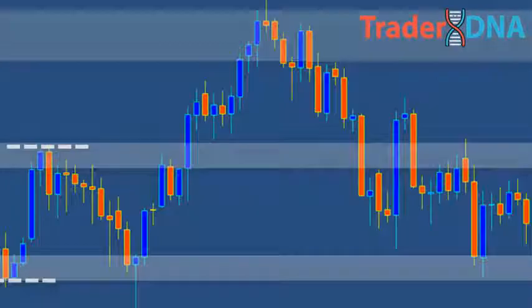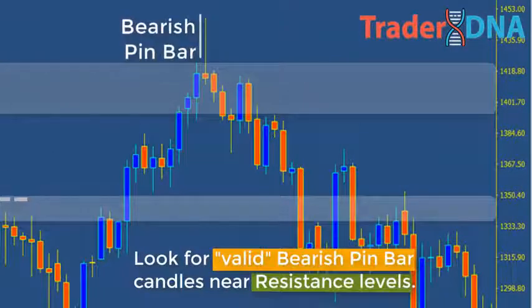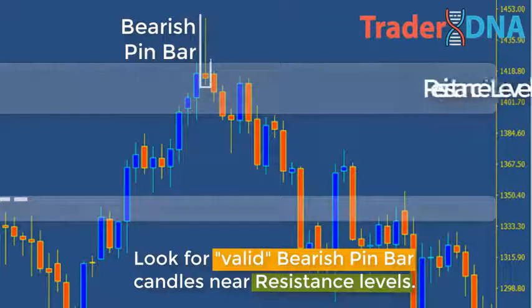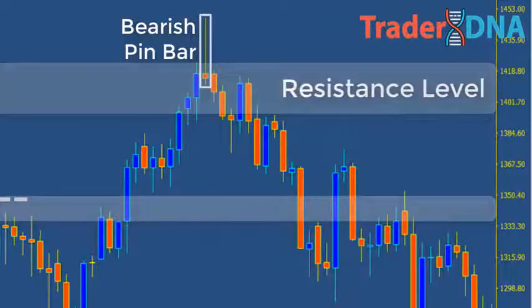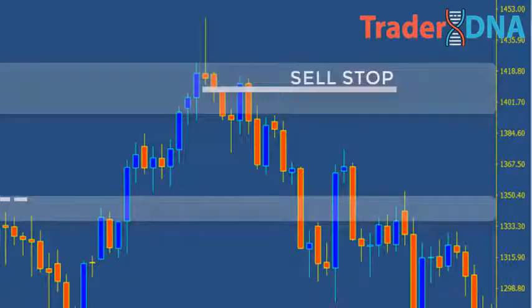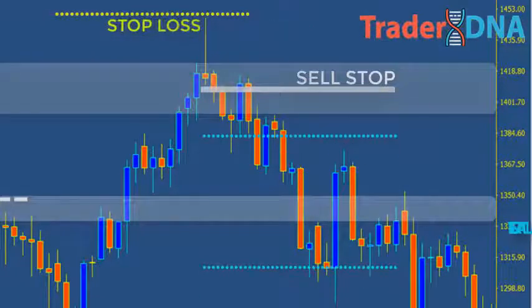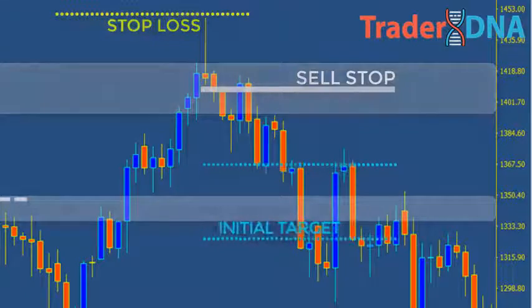For bearish pin bar. First, look for valid bearish pin bar candles near resistance levels. Second, place a sell stop order at the bottom of the pin bar candle. Third, place your stop loss above the tail. Fourth, place your initial target at 2 or 3 times risk taken.